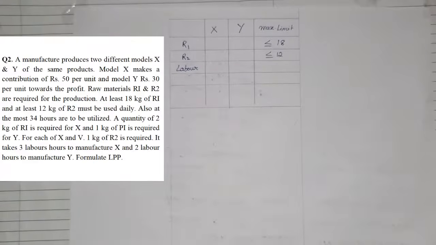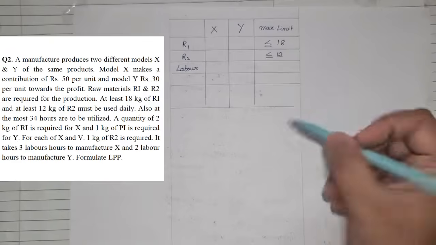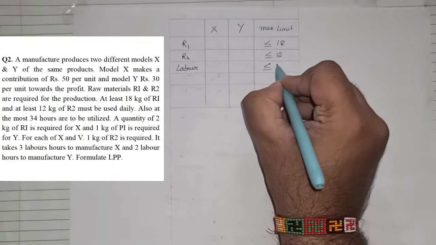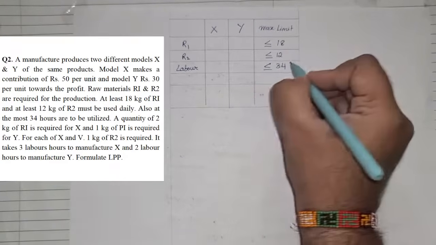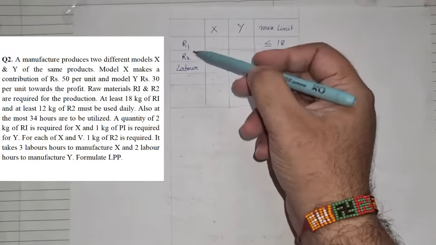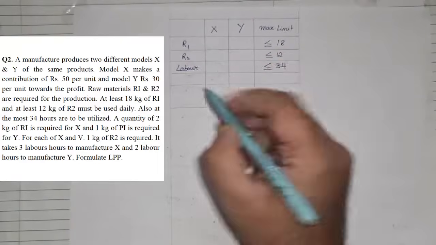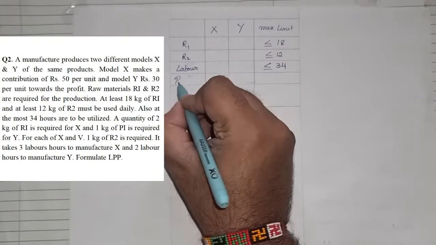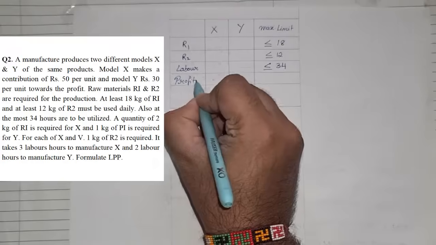Okay, and they said at the most 34 hours are to be utilized. So less than or equal to 34 hours are for labor. Labor is in hours. Okay, chalo. So basically we have here 3 constraints: 1, 2 and 3. After that it's related to profit, so I'll note down this as profit.